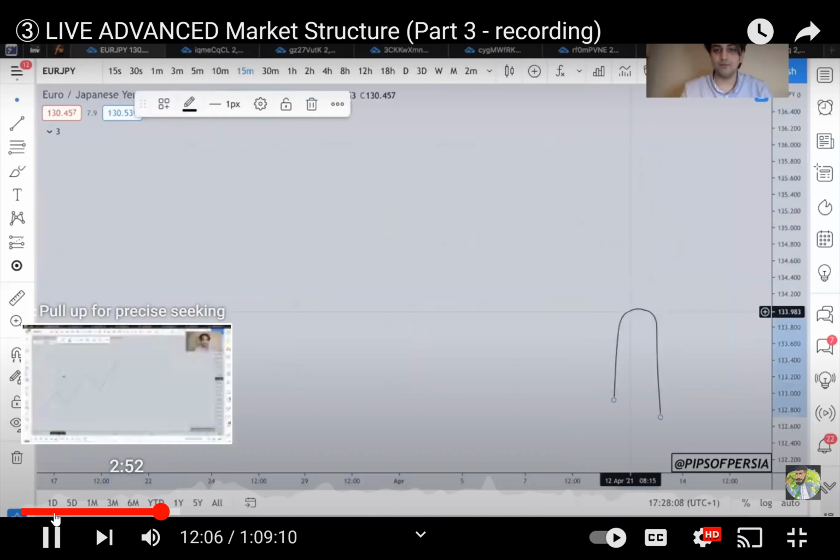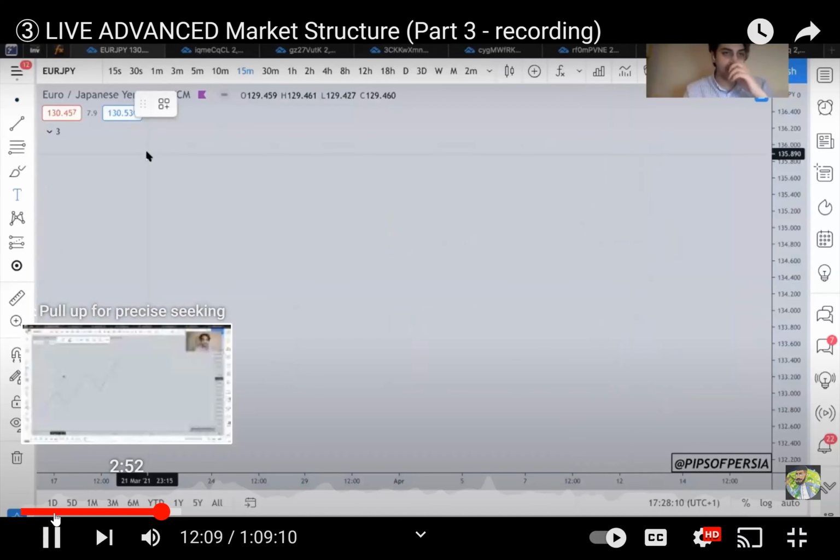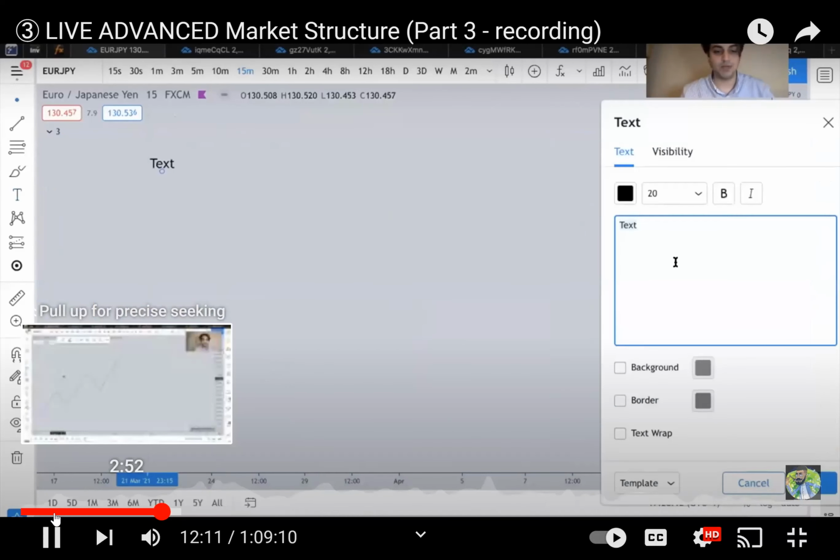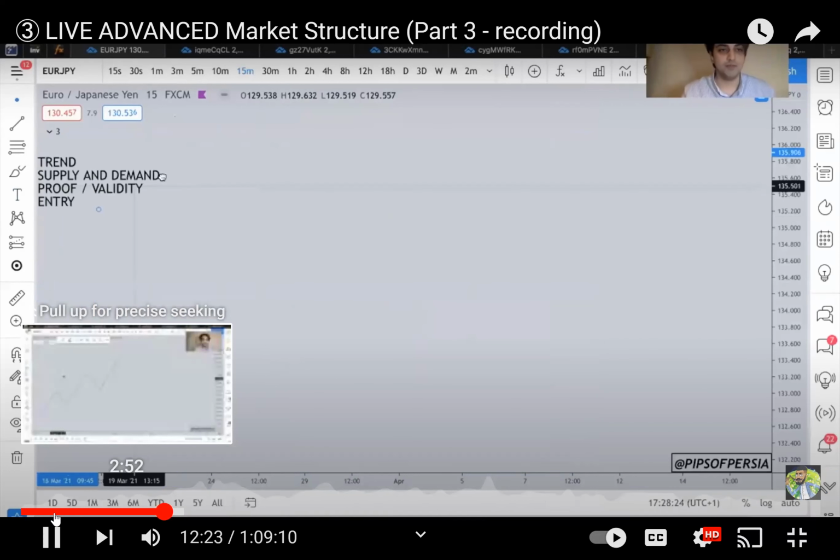A lot of people ask, Mehdi, what steps do you take to actually analyze the charts? This is what I do. I look at my trend. I look at my supply and demand. Then I want to look at my proof / validity. Then I want to look at my entries. Very simple, very straightforward.